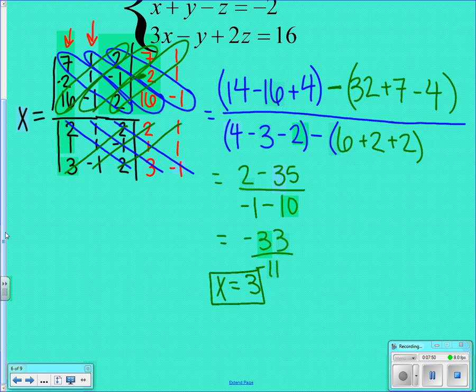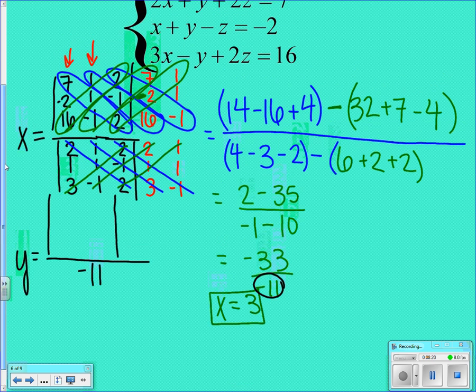Okay? So that's how you would do a 3 by 3 matrix. So now we're going to solve for our y. The bottom part is the exact same. And so I got a negative 11, so there's no reason for us to rework it if you know that you got your number correct. We can just use that negative 11 that we already had.